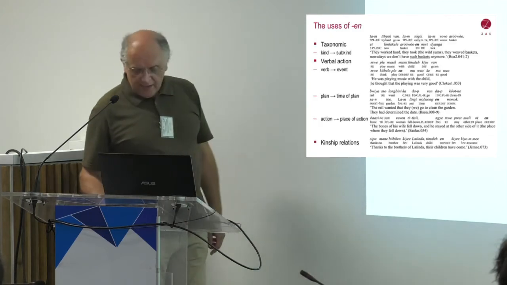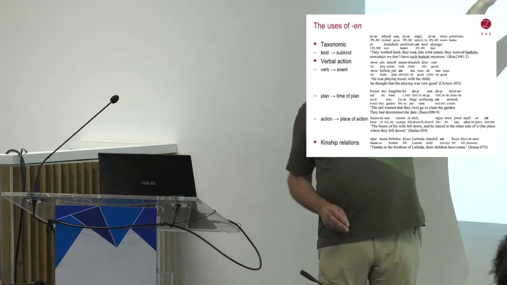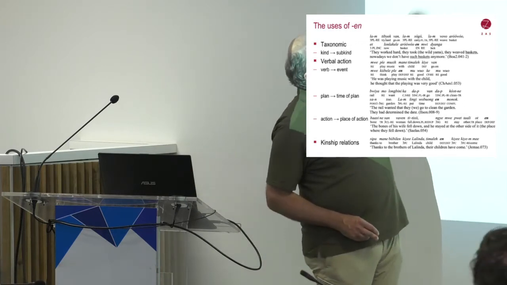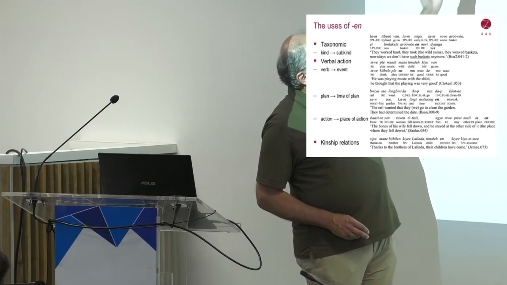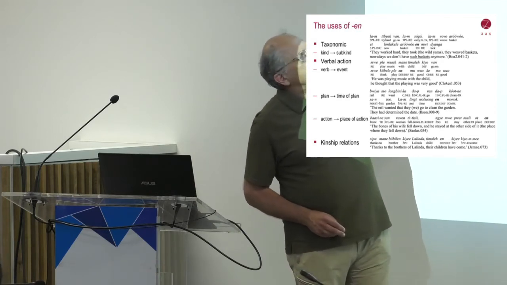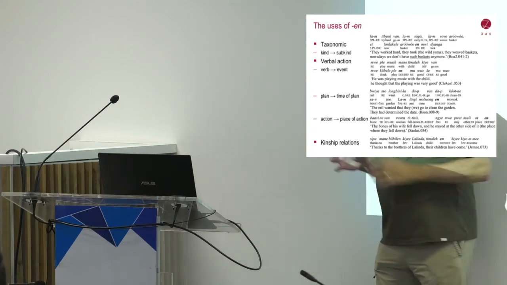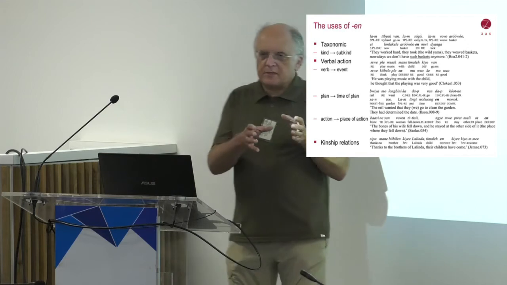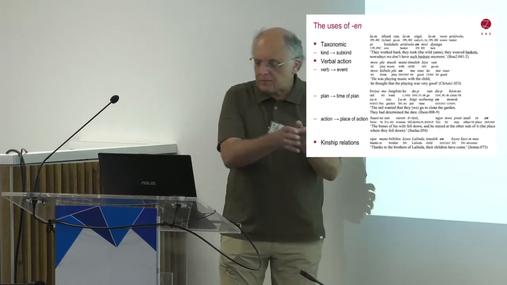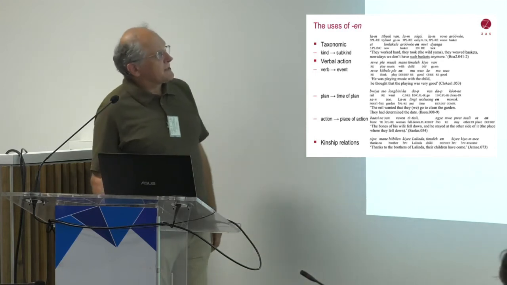Other examples, in this example here, a kind of bag is introduced for a particular purpose, and then we find the sentence, nowadays we don't have such baskets anymore. So arawoel, the basket that belongs to the purpose that was talked about before, so a subkind of this basket, of this kind of basket.